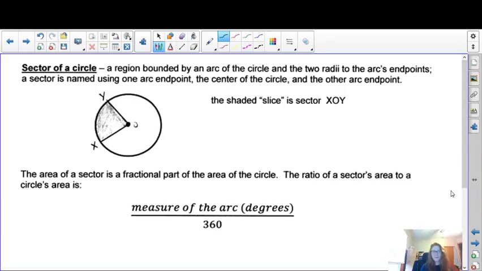Next, we're going to talk about a sector. A sector is an area of a circle that is created by the arc and 2 radii. So if we look here, we have this sector XOY. And just like the arc length is a piece of the circumference, the area of a sector is a piece of the area, since I'm having a little small chunk of that.